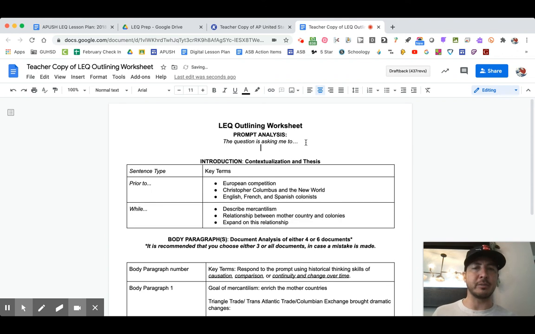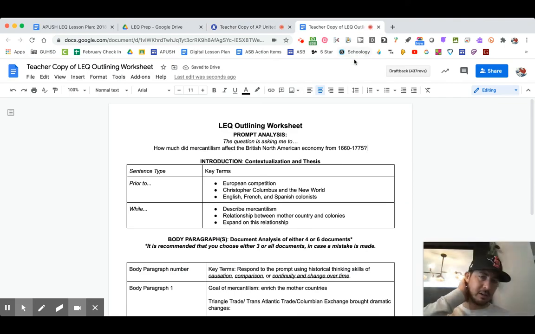You can write your own questions, but in my opinion, after I read that question, dissect it, break it down and analyze it, I really see this as: how much did mercantilism affect the British North American economy, from I think it was 1660 to 1775. Let's go back and make sure. Yep, cool. So breaking it down, we get the evaluate, get the extent: how much did mercantilism affect? That's what my question is going to be.